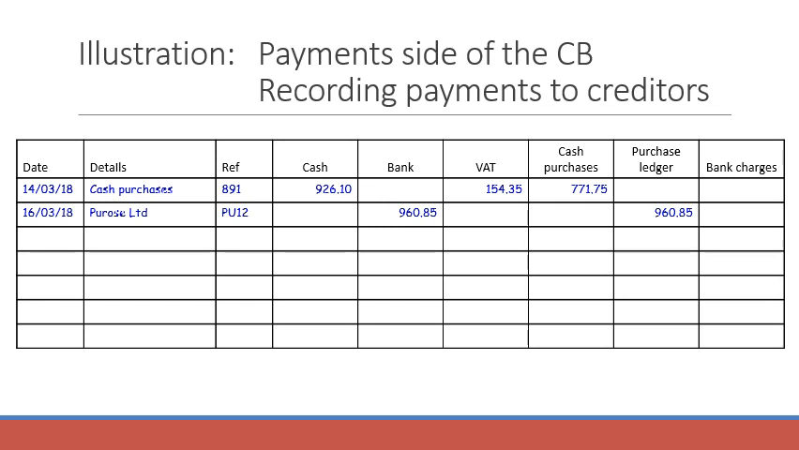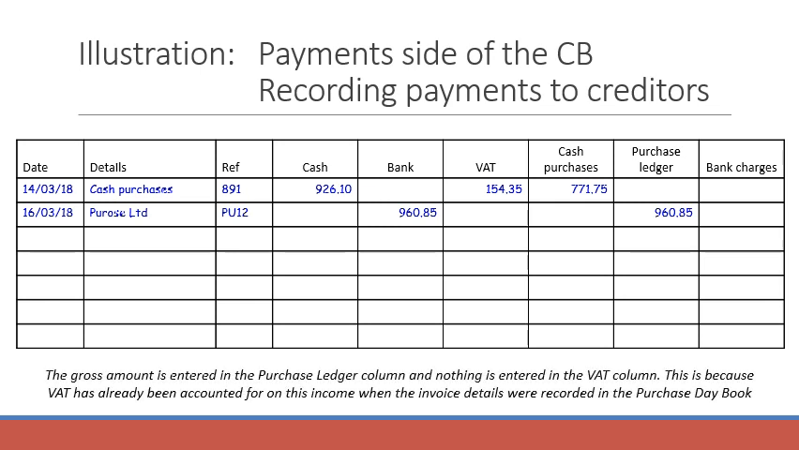We'll record the reference. So the reference there is the purchase ledger reference. We'll record where the money has been paid from, in this case the bank account, and we'll record the total amount in the purchase ledger. Again, like a receipt from a credit customer, with a payment to a credit supplier we don't split out the VAT in our cash book, because that has already been done when we recorded the invoice in the purchase day book.